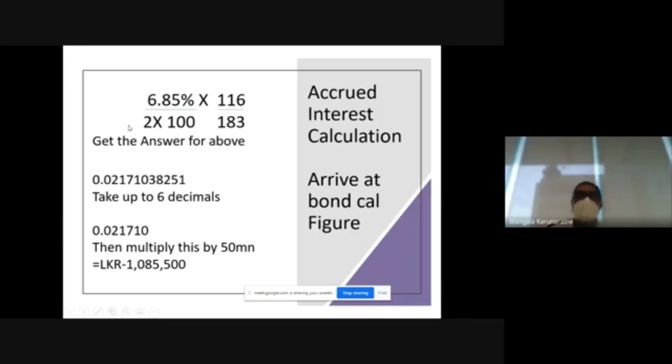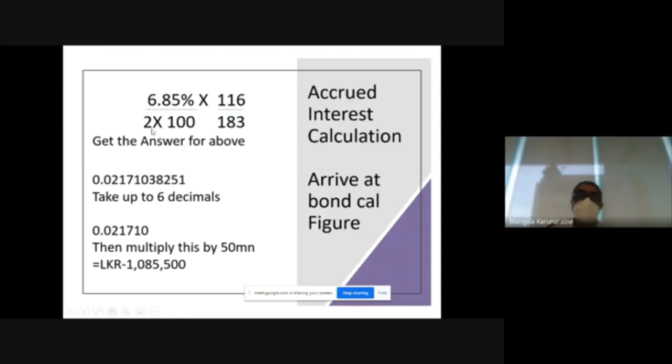We first do this part. Sorry, I have just put a percentage mark here, but I have put 100 also here, so just forget about this percentage mark, because since I have put 100 here, there is no need of having a percentage mark. But anyway, 6.85 divided by 2 and divided by 100, into 116, and divided by 183.